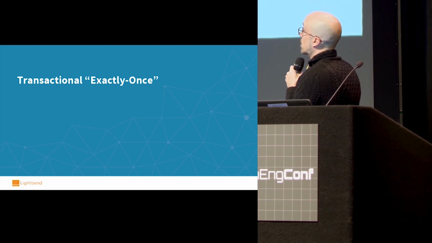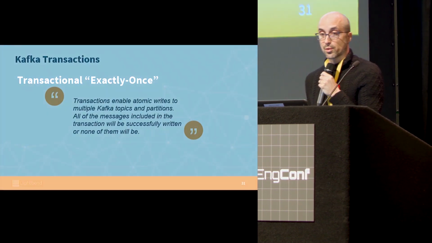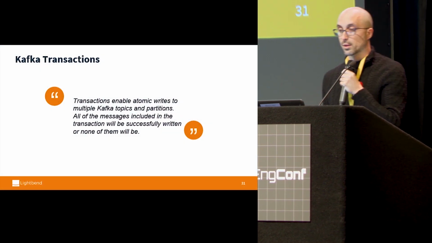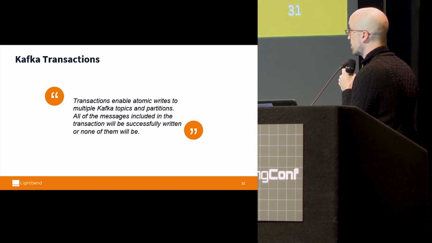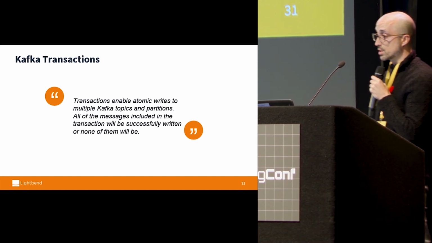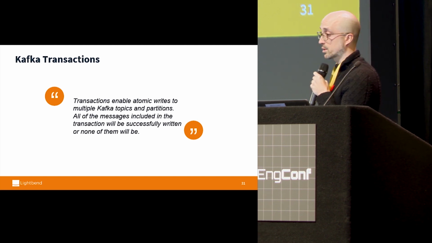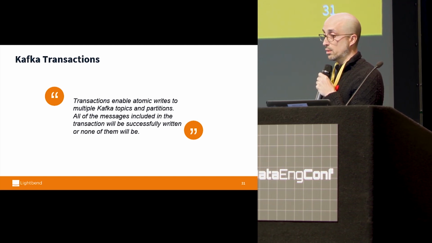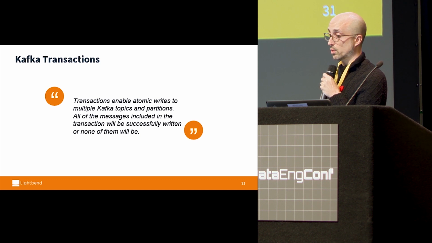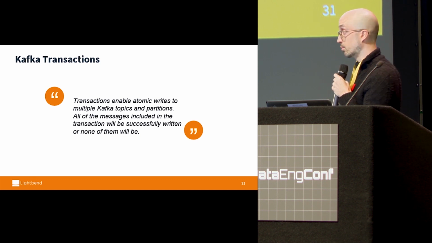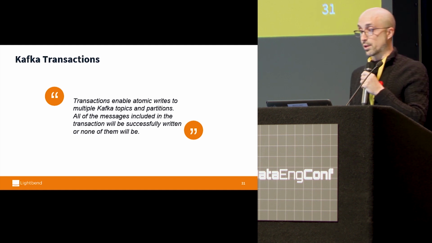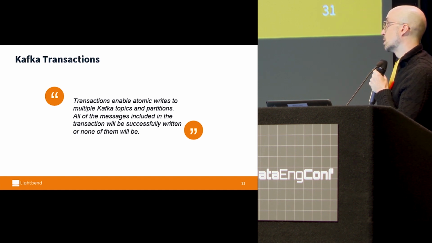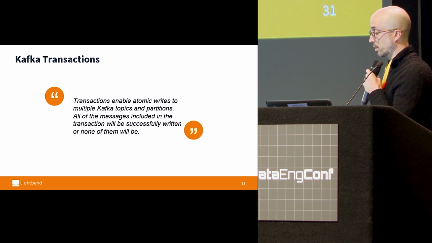So Apache Kafka supports transactions as of 0.11. That came out June 28th last year. So transactions enable atomic writes to multiple Kafka topics and partitions. All of the messages included in a transaction will successfully be written, or none of them will be. So that should sound pretty familiar. It's very similar to just any old transaction with a database.